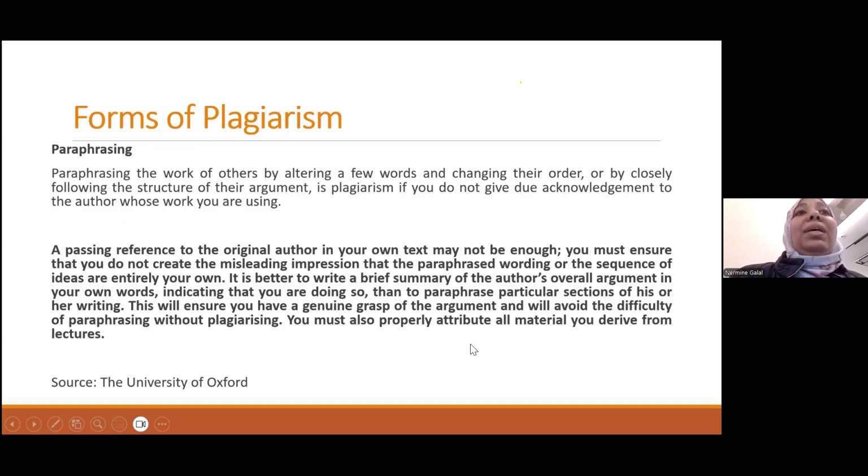Okay, now here is paraphrasing. The role of paraphrasing is very important. However, when you paraphrase, you still do need to mention the original author, the original idea creator, before you move on.